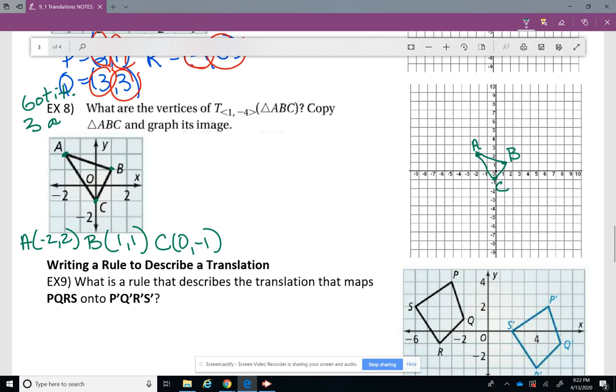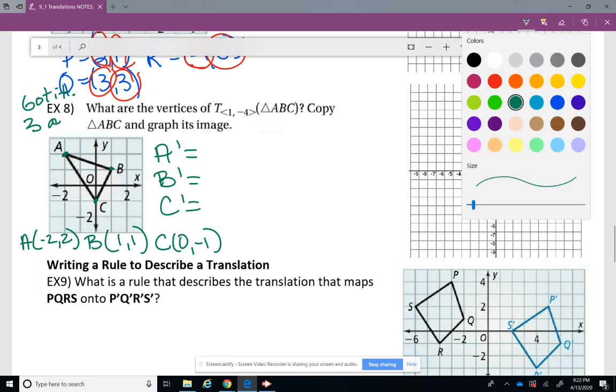It's a little better. All right, so next thing we're going to do, we're going to do A prime, and we're going to do B prime, and we're going to do C prime. We're going to show our work. I'll do this in red.